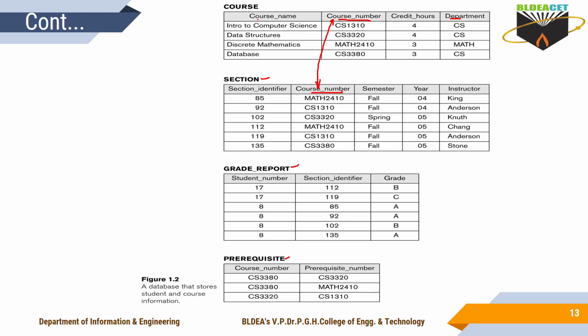How are they related? So this is the section. This section runs under the course. This section comes under the course. Which course is it? Data structure. This is one course, and it has the same course number in the section. And these are the three different grade reports and the prerequisites.